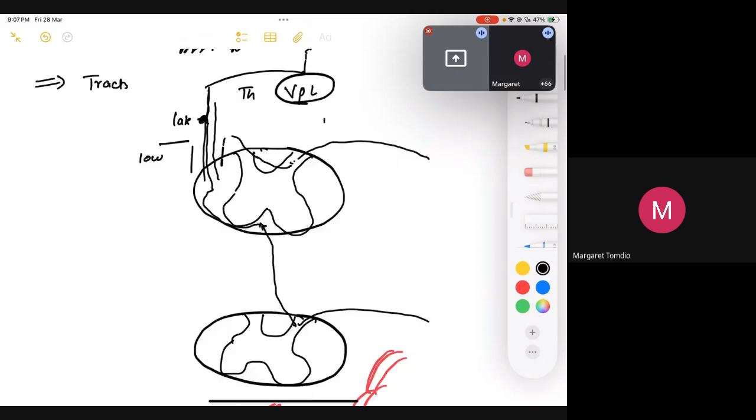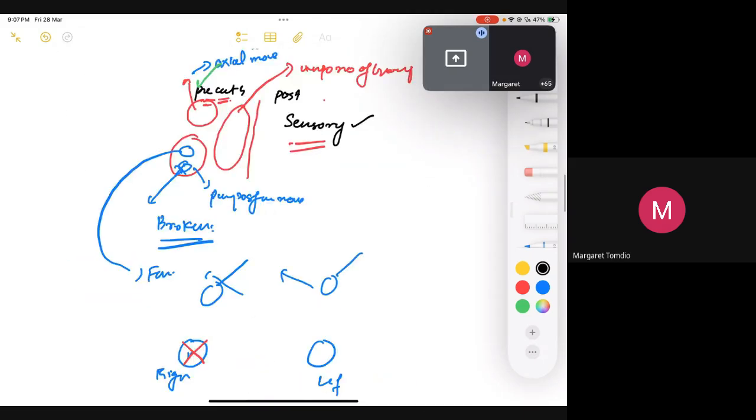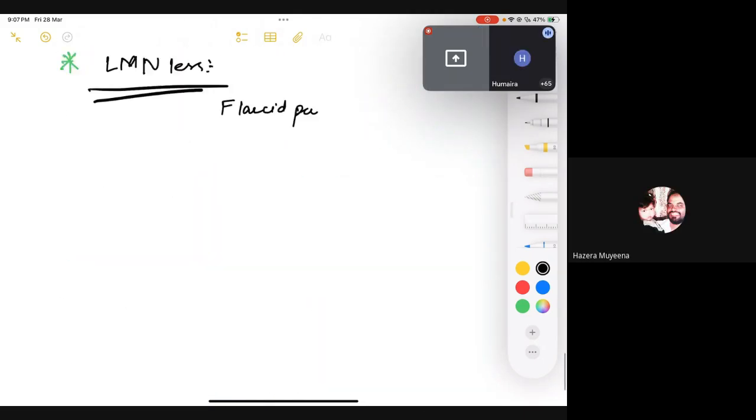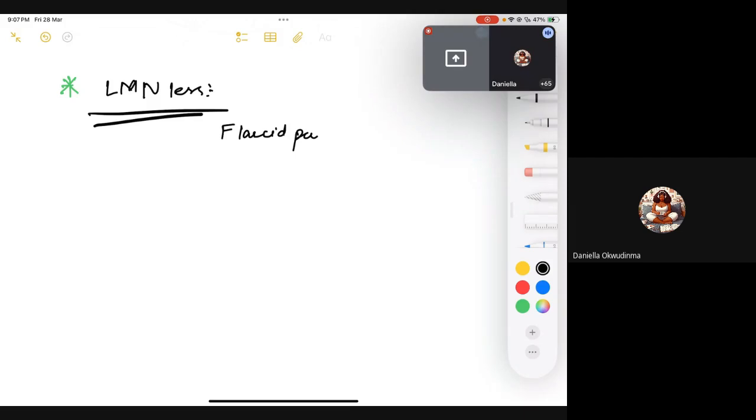What about muscle atrophy? Are we going to see muscle atrophy? Yes, muscle atrophy. And fasciculations, yes. Perfect. So whenever in the MCQ you see flaccid paralysis, fasciculations, and muscle atrophy, think of a lower motor neuron lesion.